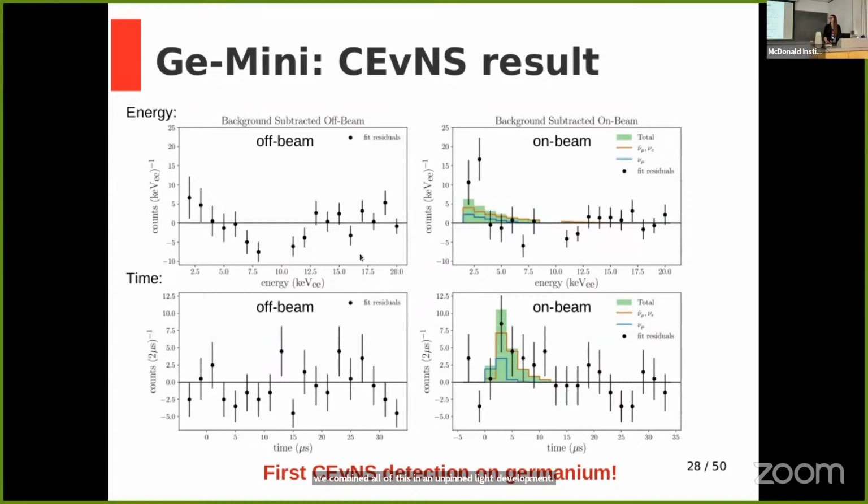What you see here is the energy spectra in the upper part and the time spectra in the lower part. In all these cases, the background has been subtracted. On the left is the off-beam data, on the right is the on-beam data. Here on the right, you can see the signal that is created in the CEvNS interactions. It becomes evident that the signal is clearer in time. That is also because in time we have the period before the neutrinos arrive and afterwards. But of course, it's not possible for energy, because the energy is just a rise towards lower energies.